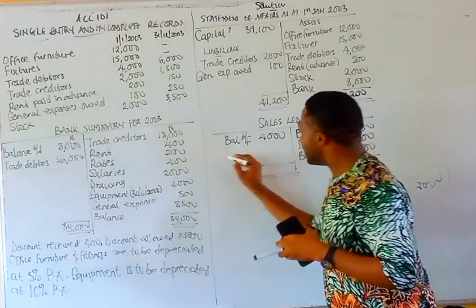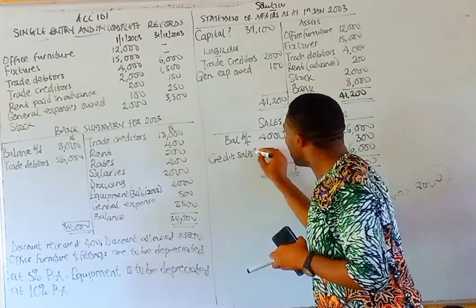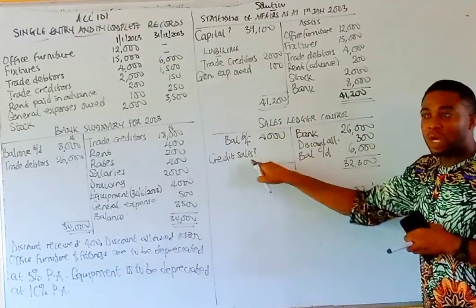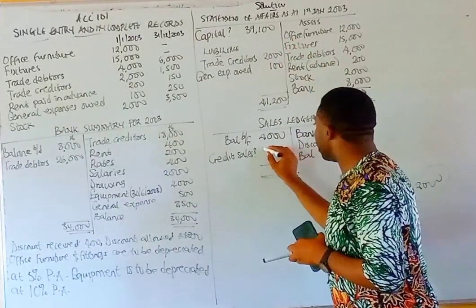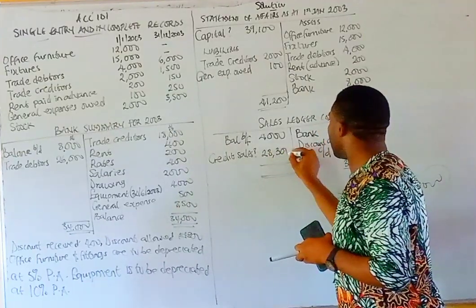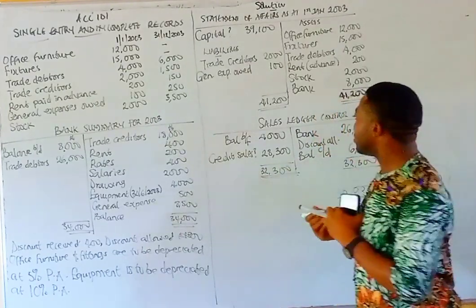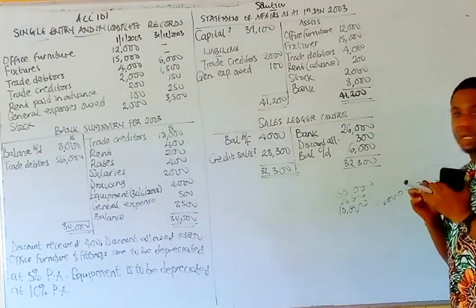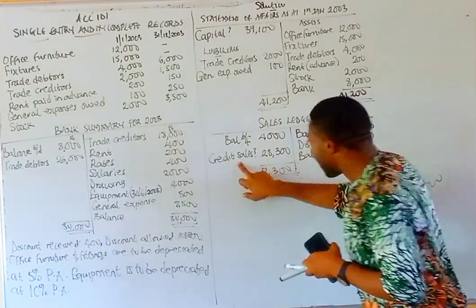The essence of preparing this is the credit sales, which is why we are preparing this, so that we can get the sales that will go to the profit and loss. So what would that be? 28,300. So I will add this to become 32,300. That is the sales ledger. So you see that using those items that concern the debtor, we are getting our credit sales.